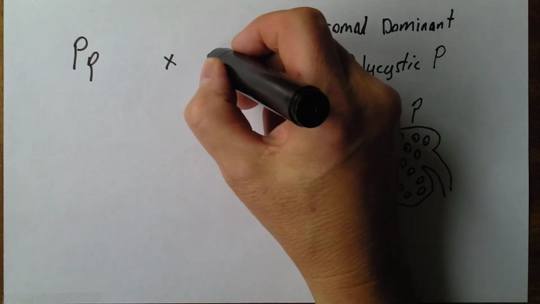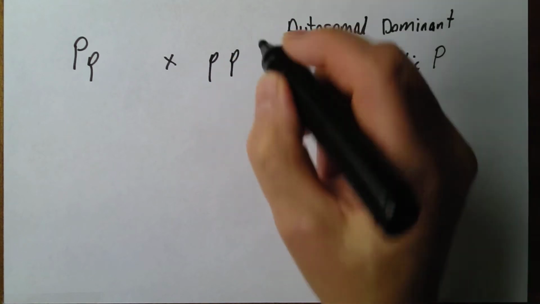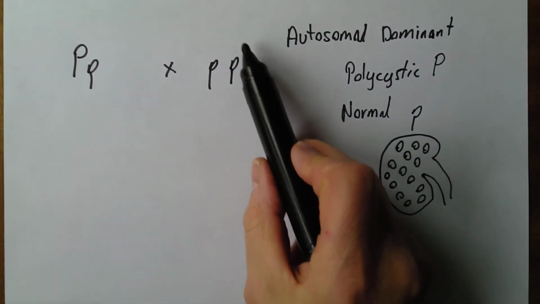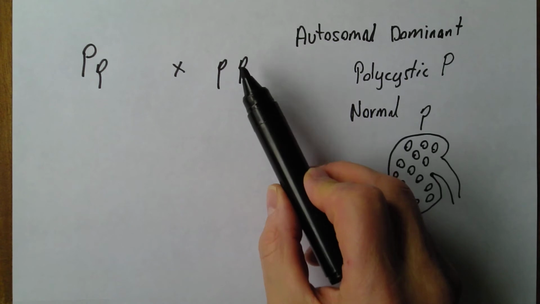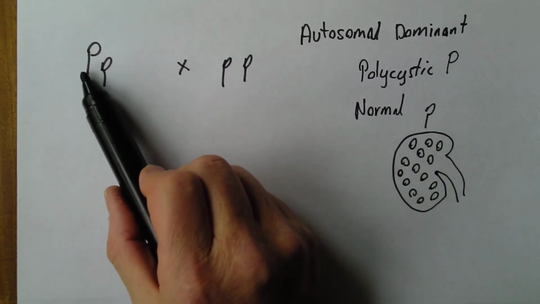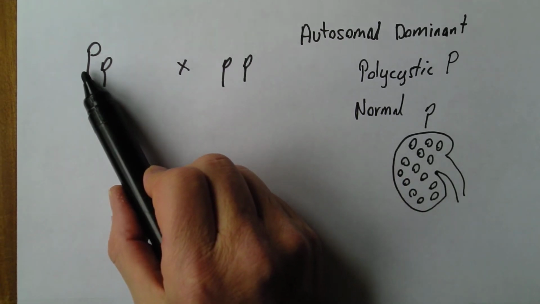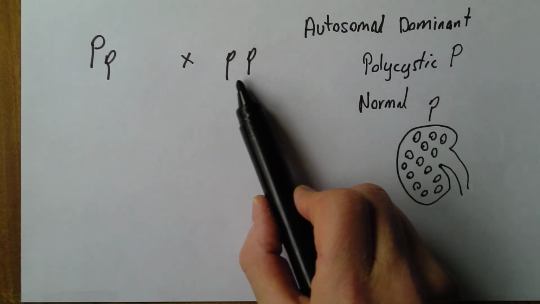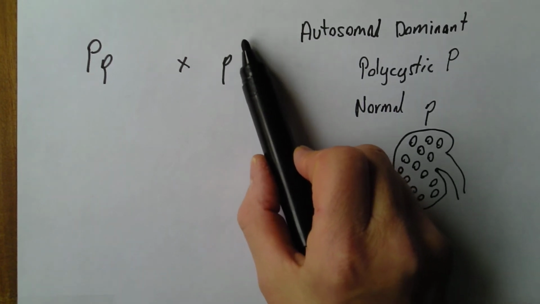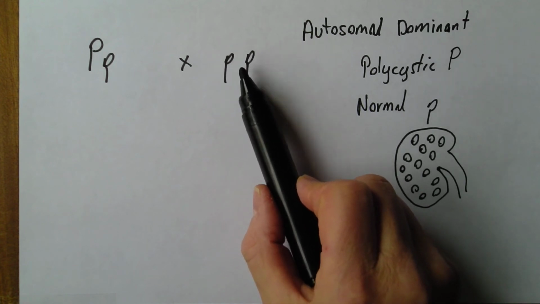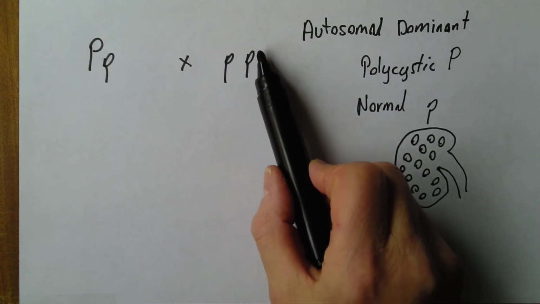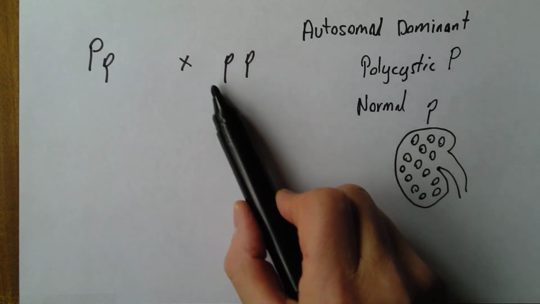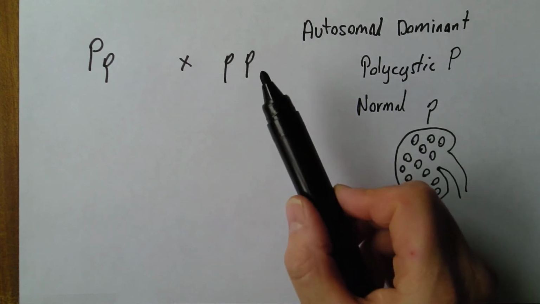And they reproduce with someone who does not have polycystic kidney disease, therefore has two versions of the normal gene. Because remember, the dominant gene will be expressed if present. A recessive gene will only be expressed in the absence of a dominant gene. And in this case, the disease condition is dominant. So to be phenotypically normal, we need two copies of the recessive normal gene.